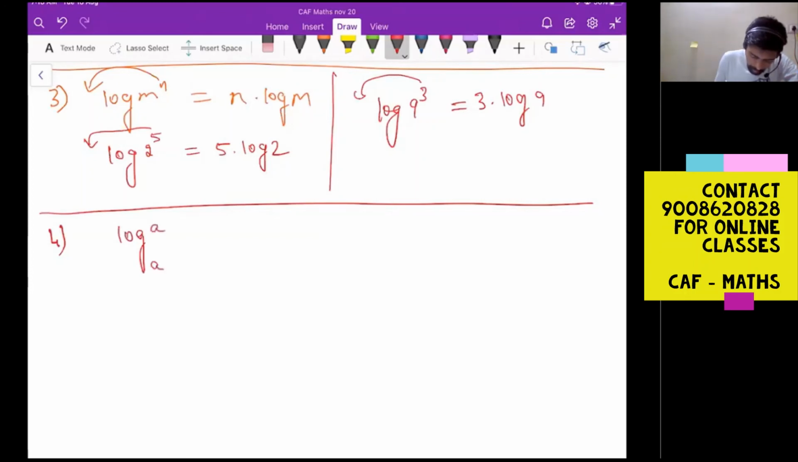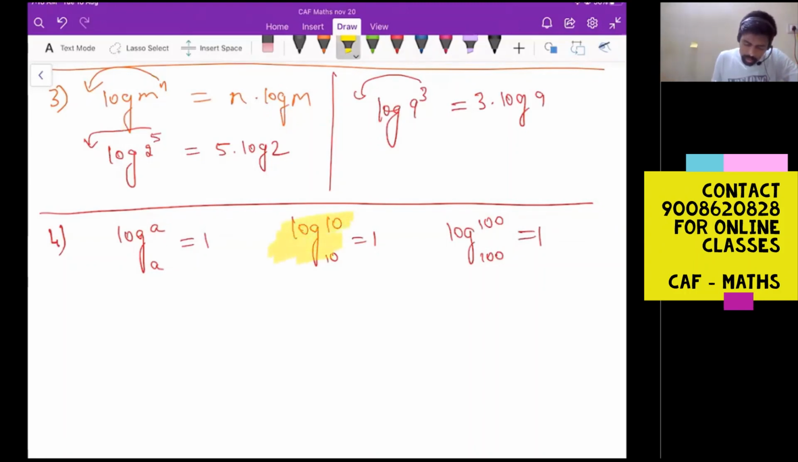Log of a to the base a is 1. If both are the same, the value of log a to the base a will be 1. Log of 10 to the base 10 will be 1. Log of 100 to the base 100 will be 1. Why like this? Now you tell me, what do you mean by log of 10 to the base 10? What should be the exponent for 10 such that the value becomes 10?